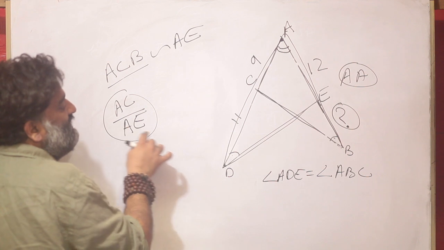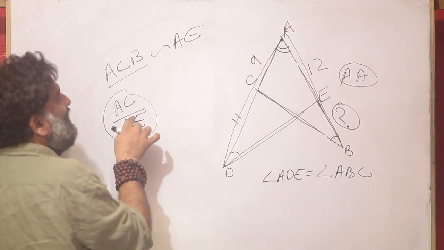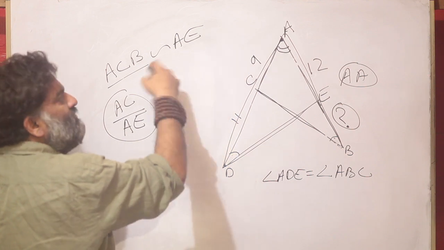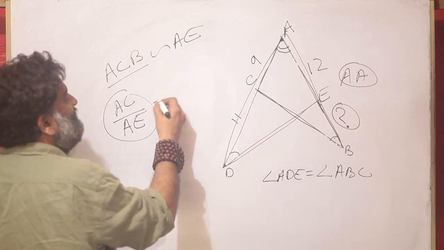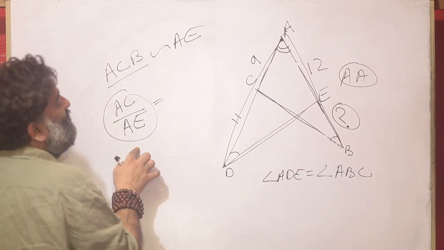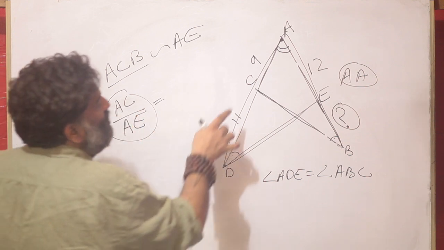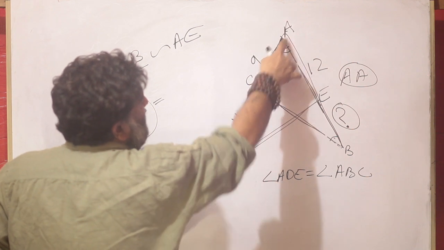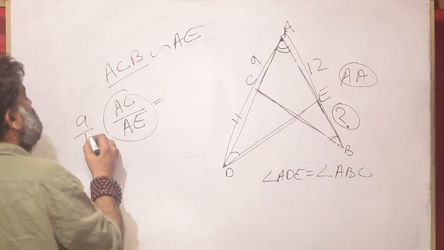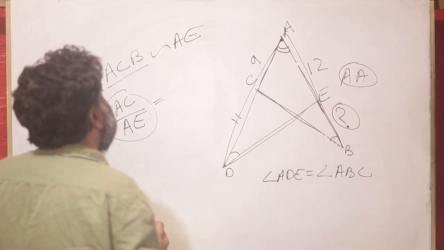So even in this story, I've gone for writing down the side first rather than the vertices. You can reverse the order and everything will remain pretty much the same. So AC upon AE, I have one ratio. Do I have AC upon AE? AC is 9, AE is 12. Now I have the actual ratio. Most of my work is done.